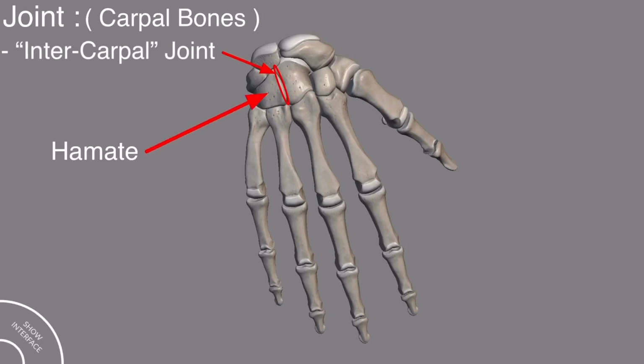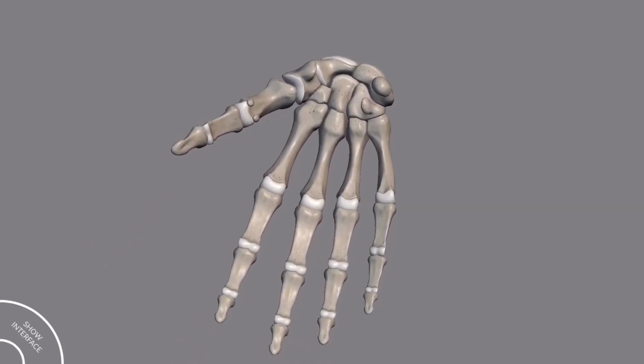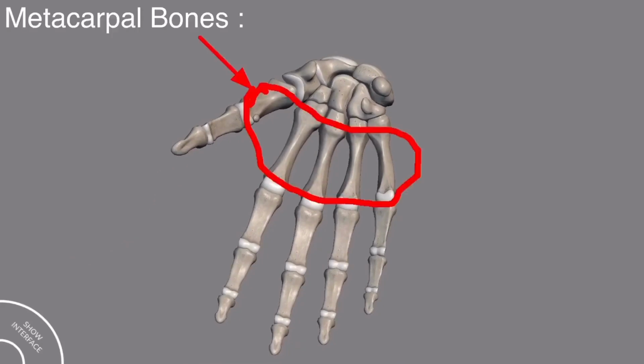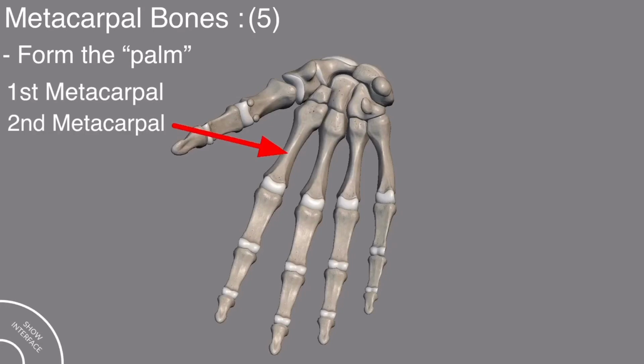Now let's move our discussion towards the metacarpal bones. There are 5 metacarpal bones in one hand. The metacarpal bones form the palm of the hand, and the metacarpal of the thumb is the first metacarpal. This is the second metacarpal. This one is the third, fourth, and the fifth metacarpal bone.